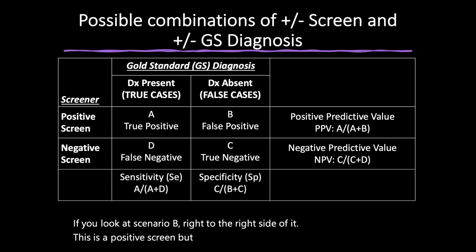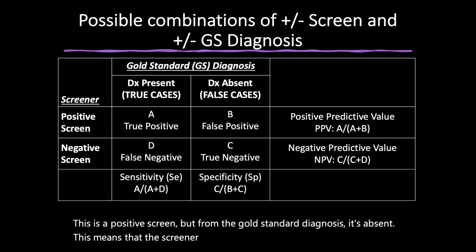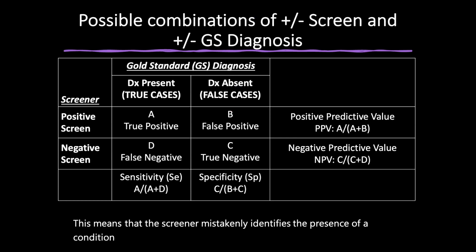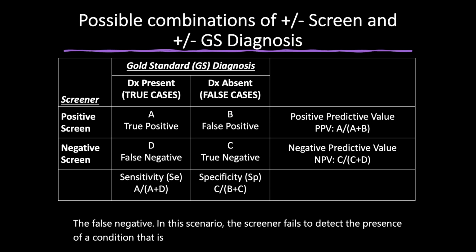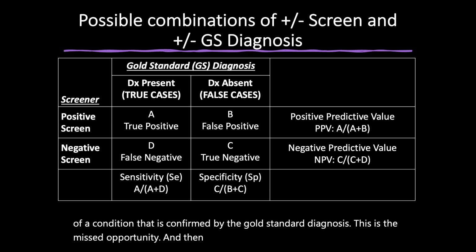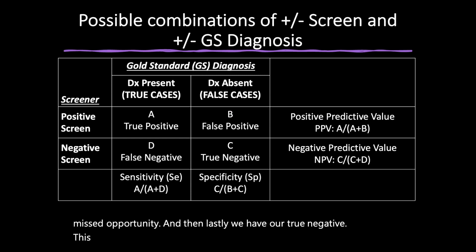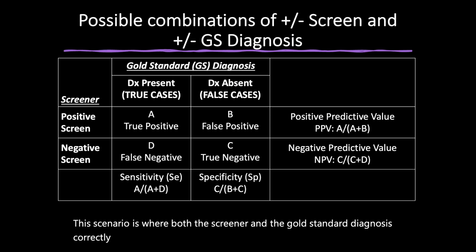screen, but the gold standard diagnosis is absent. This means that the screener mistakenly identifies the presence of a condition, but the gold standard diagnosis negates it. This is known as a false alarm. The false negative: in this scenario, the screener fails to detect the presence of a condition that is confirmed by the gold standard diagnosis. This is the missed opportunity. And then lastly, we have our true negative. This scenario is where both the screener and the gold standard diagnosis correctly identify the absence of a condition. It's another match, which is a successful confirmation of the absence.